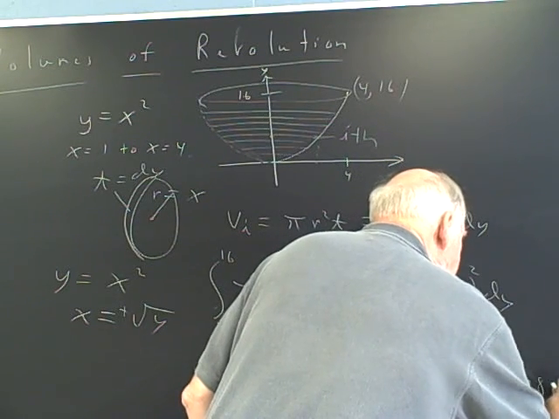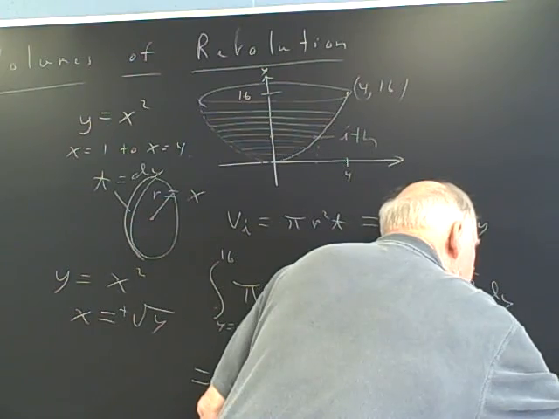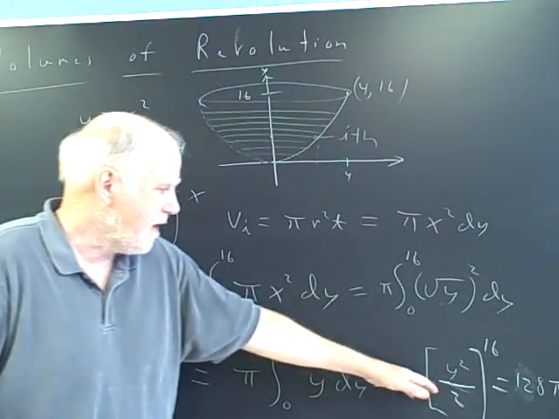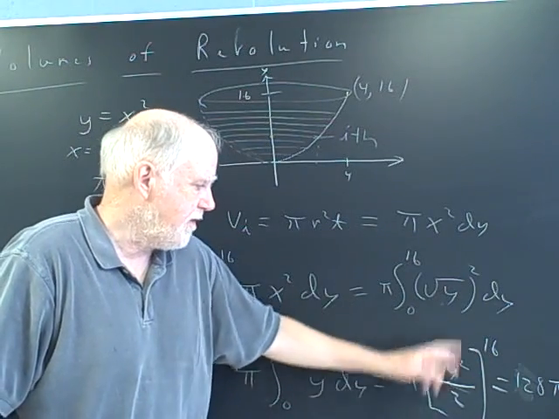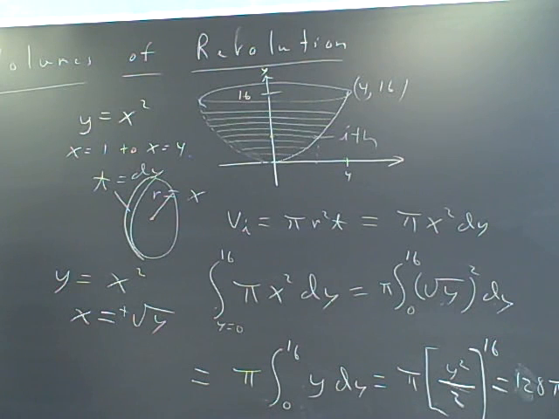Units cubed. Cubic units when we get done. We just plug the 16 in there and square it, divide by 2, plug 0 in, subtract, do the predictable thing, and there we have it.